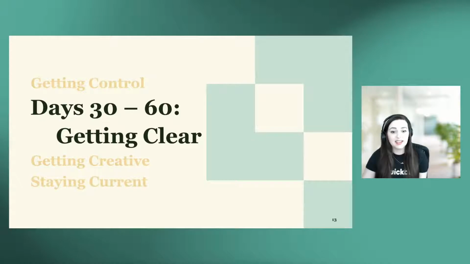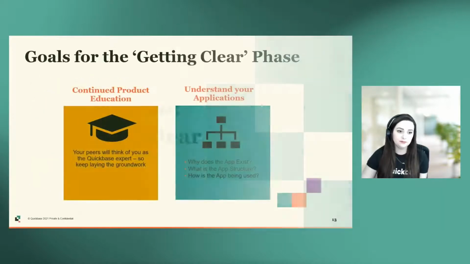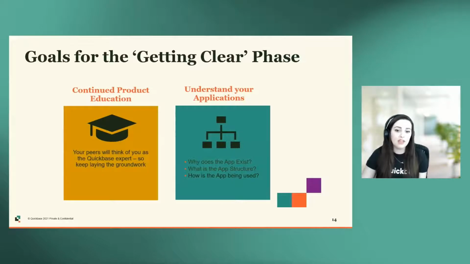All right, the second 30-day phase, so days 30 through 60, we're focusing on getting clear. You now have control over your account. In the second phase, you're really going to focus on understanding your apps and why they exist. If you're following along in your workbook, this section starts on page 12. In this phase, we'll focus on the following areas.